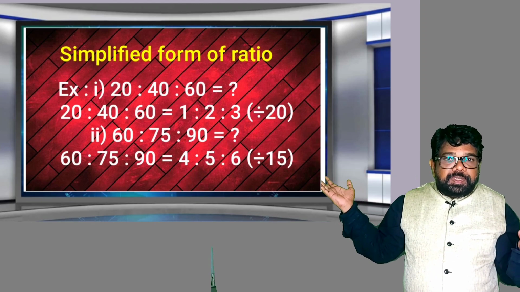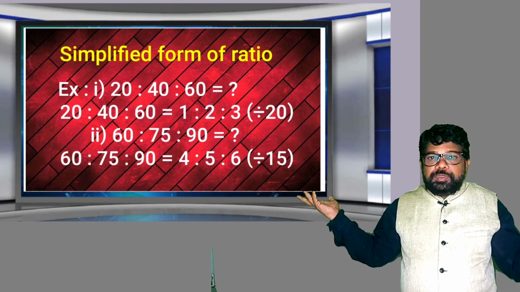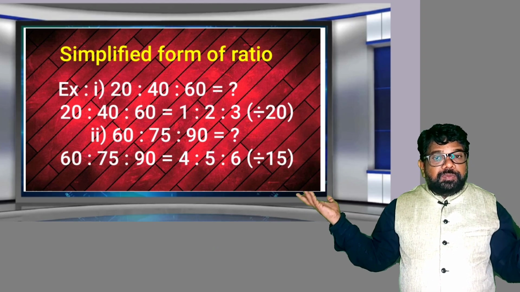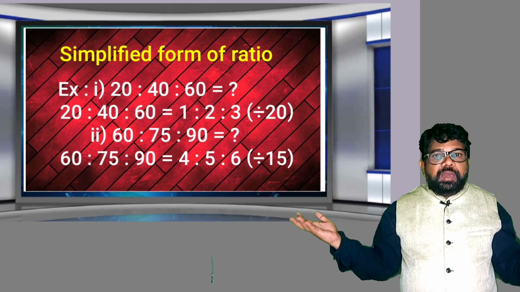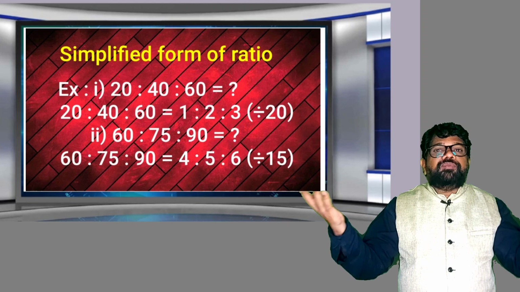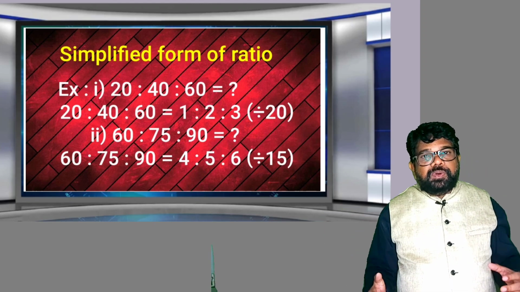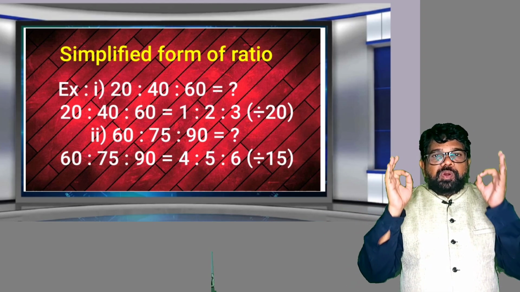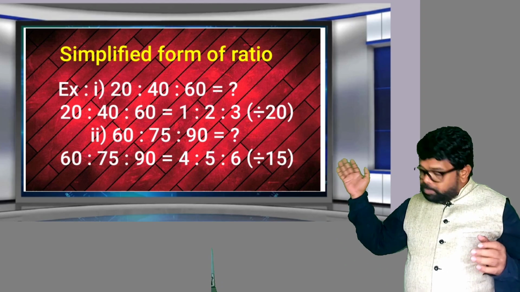Now by observing these terms, 1 is to 2 is to 3 is not divisible by any one of the values. If the terms of a ratio are not divisible by any one of the values, then we say they are in simplified form. Always put the terms of a ratio in simplified form only. Now one more example is given here.